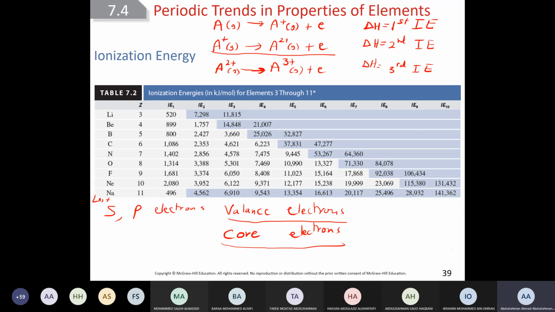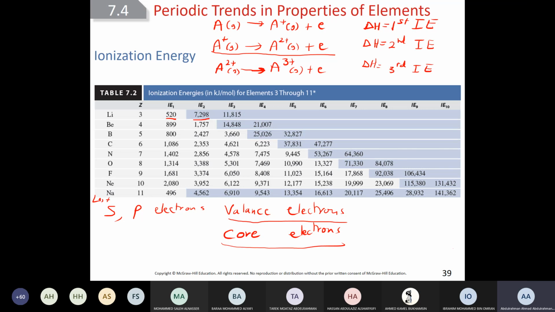Now look at this table very well. Look at lithium. The first ionization energy is 520. The second is 7,298. Why do you think there is this big jump? Because it's core electrons. When we lose the valence electrons, then we go to the core electrons. It's not easy to take electrons from the core, and that's why there is this big jump.